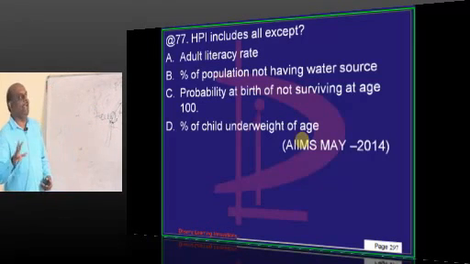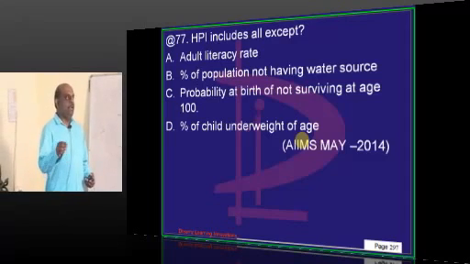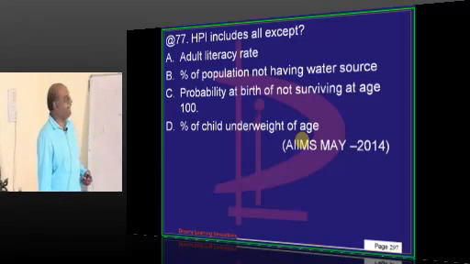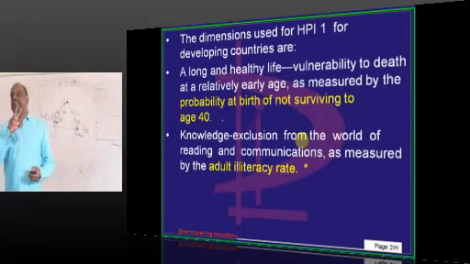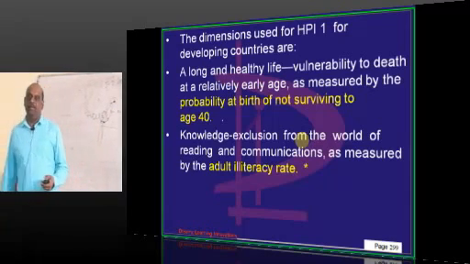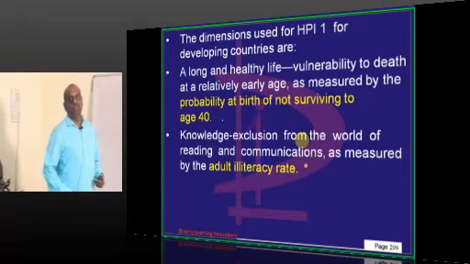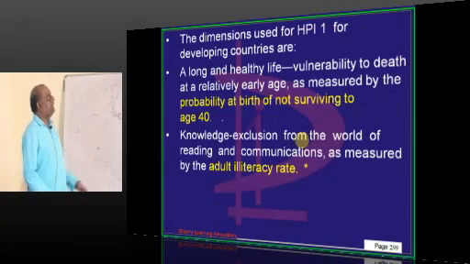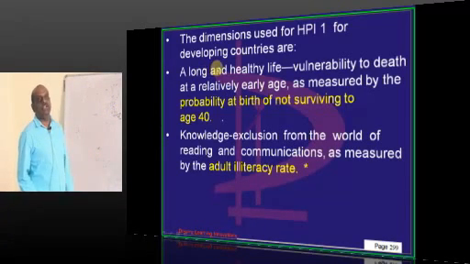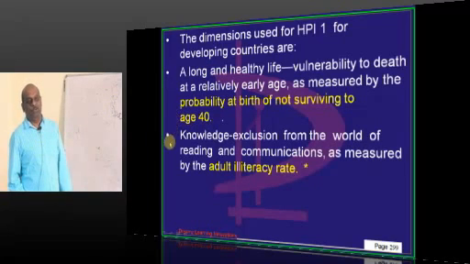HPI, HDI, development index, poverty index, life and PQLI. One index question the examiner will definitely ask. HPI, the Human Poverty Index, has two versions. HPI 1 was initially started, and what are the important dimensions to know how poor is the human life in a given country? Human poverty index.